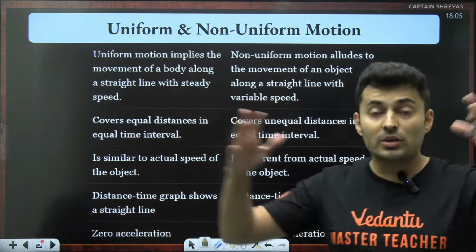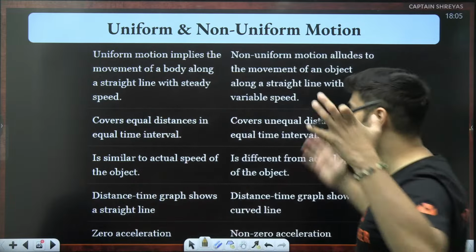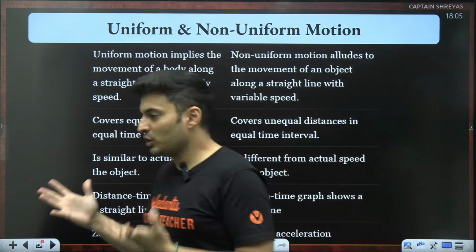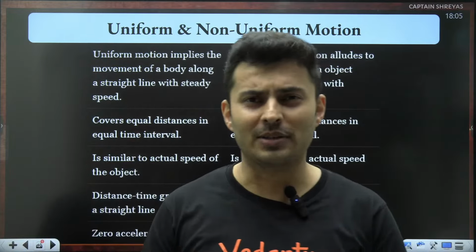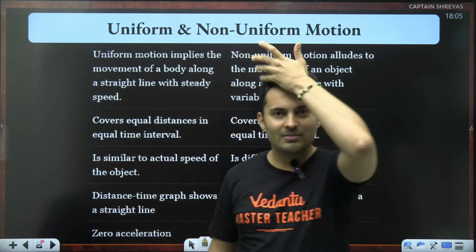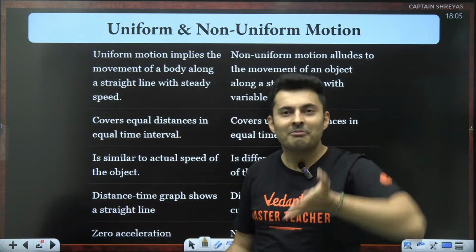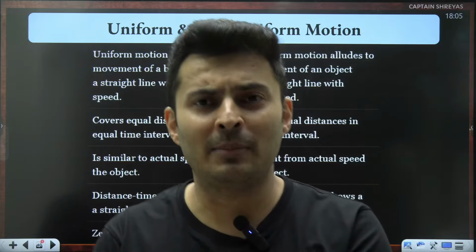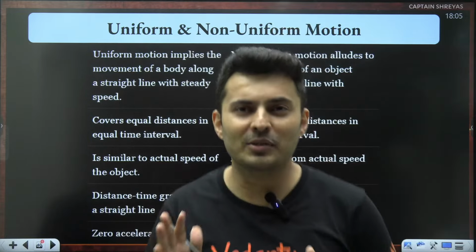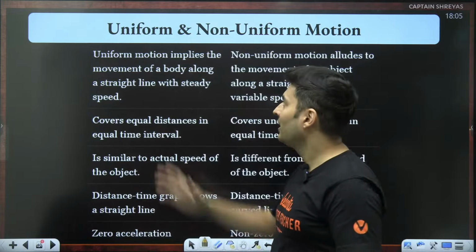Now, I also want you to realize the difference between uniform and non-uniform motion. You might hear these terms very often. Uniform motion is very simple. You are moving uniformly. That means you are moving equally in the same time intervals. So your velocity is constant. Acceleration is not there, right?